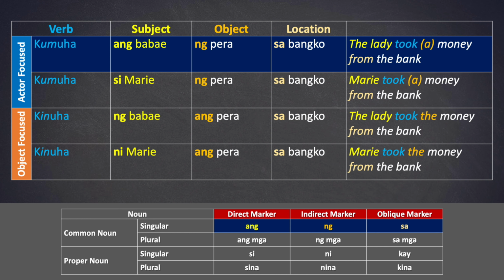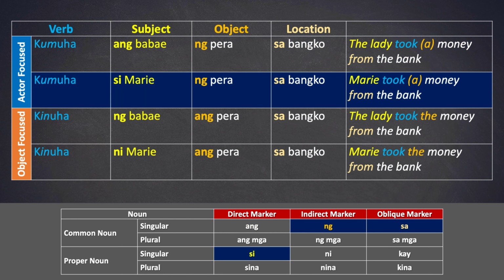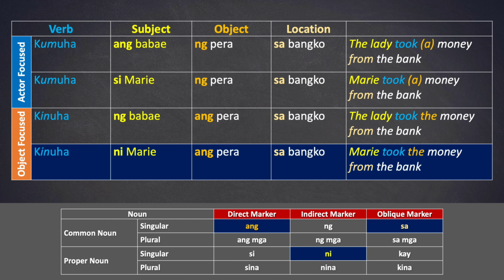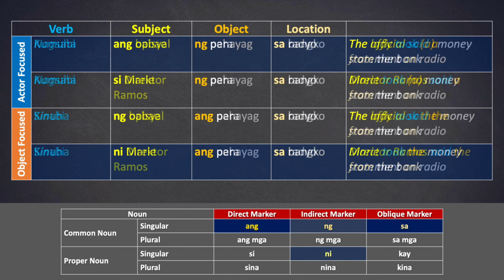Kumuha ang babae ng pera sa bangko. The lady took money from the bank. Kumuha si Marie ng pera sa bangko. Marie took money from the bank. Kinuha ng babae ang pera sa bangko. The lady took the money from the bank. Kinuha ni Marie ang pera sa bangko. Marie took the money from the bank.